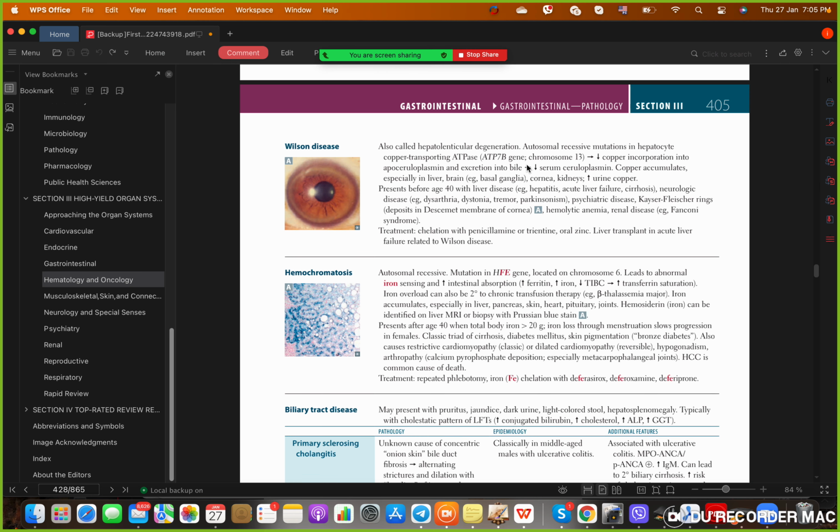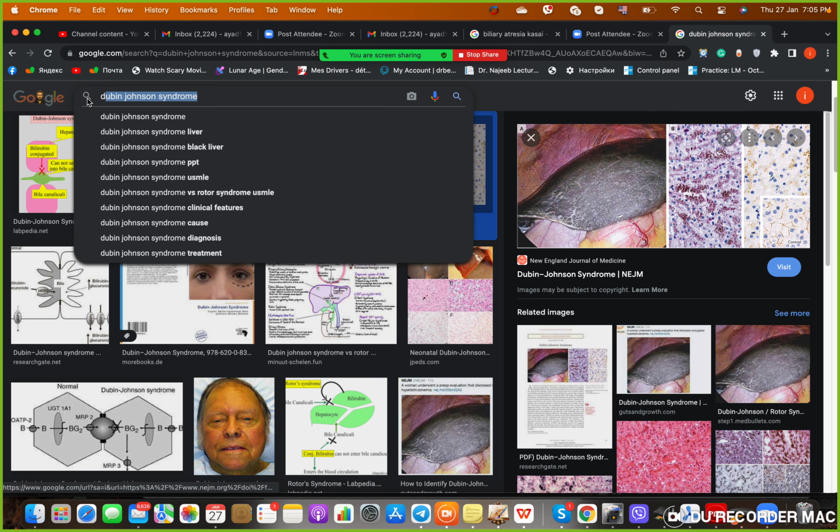We can now start reading. Wilson disease, also known as hepatolenticular, hepato which is liver, lenticular which is the lens, inside of the brain. You are like, no, the lens inside of the eye. No, the lens is inside of the brain. Let me explain.